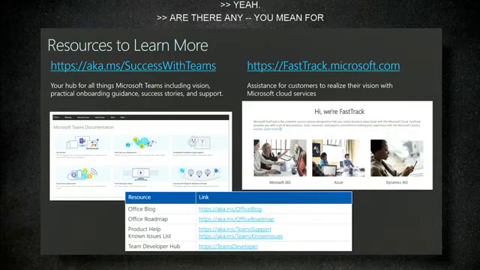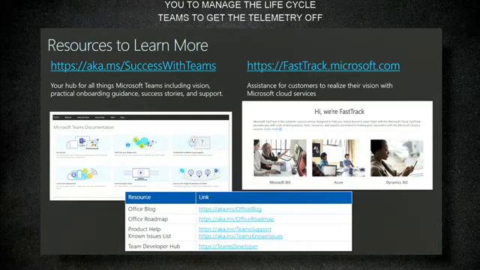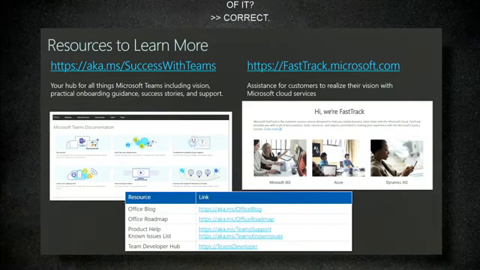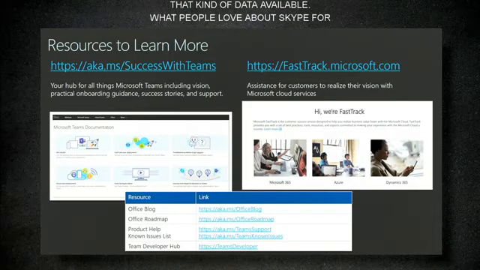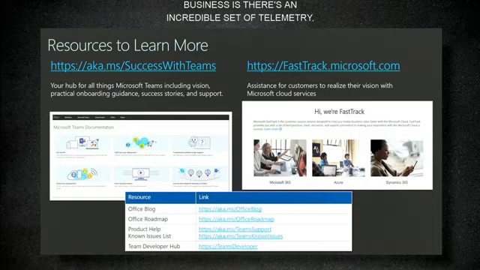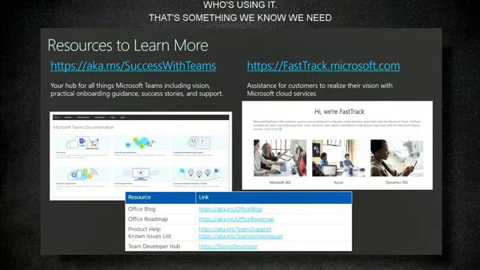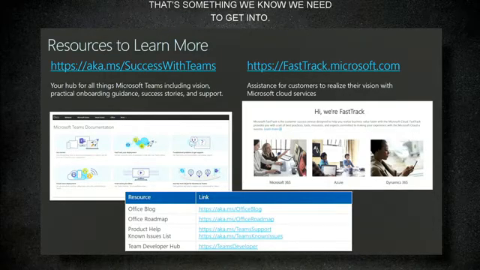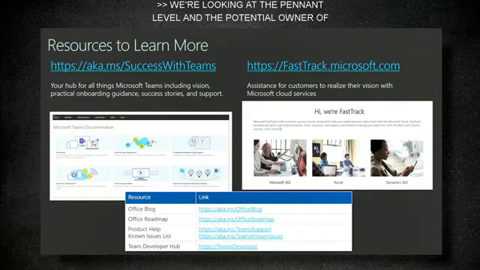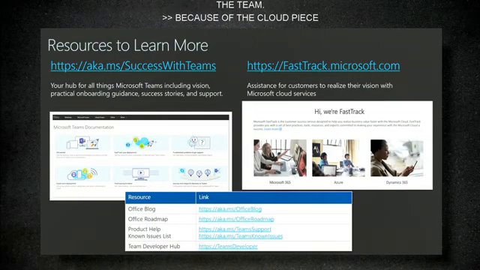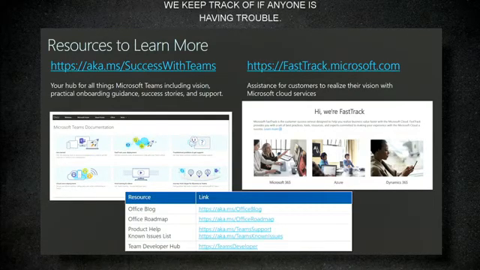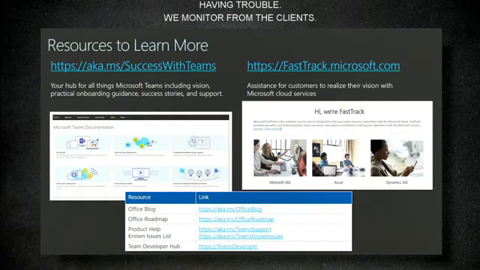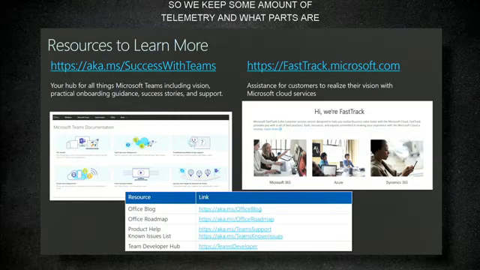Correct. We do have plans to start making more of that kind of data available. We know what a lot of people love about Skype for Business is there's this incredible set of telemetry on what happened with the call, who's using it, and that's definitely something we know we need to get into Teams. We're looking at two levels, both at the tenant level as well as potentially the owner of the team. And because of the cloud piece, we are also your first line of live site. Even at the tenant level, we keep track of if anyone's having trouble. We actually do monitoring from the clients, so we keep some amount of telemetry on what scenarios are being successful at the client level so that we can tell if something's going wrong, even if it looks like our services are working well. So you also have us. Great, thank you.